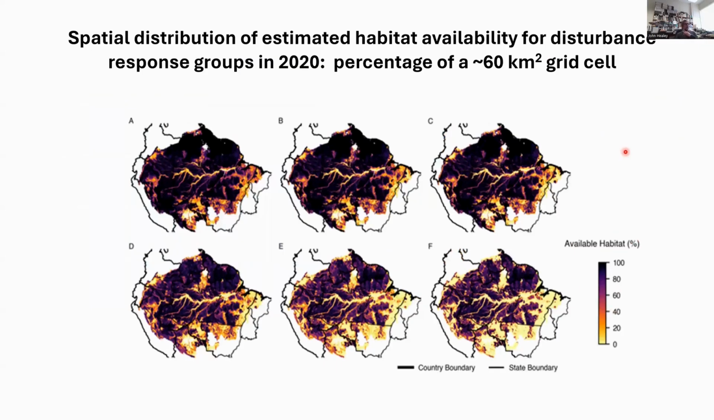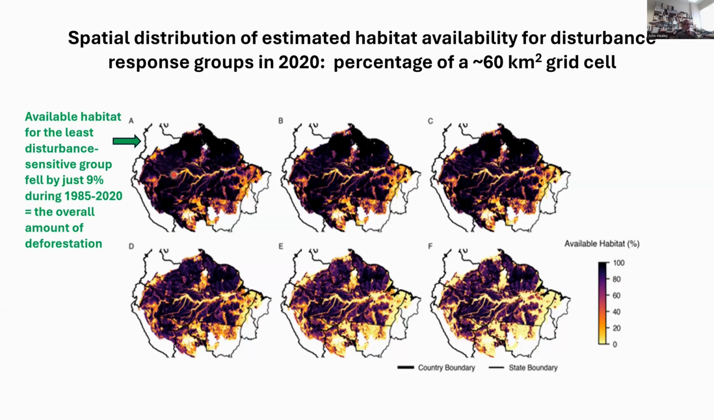So here again, looking at it in mapping terms for each of these species response groups from A to F, the percentage of habitat that remains by 2020 in 60-kilometer grid cells here. For the least disturbance-sensitive group, there are large areas of the Amazon which still look like suitable habitat for it. Whereas for the most sensitive group to deforestation and degradation, it had lost any appreciable habitat in huge areas of the Amazon. So for the least sensitive group, just as we saw in the previous graphs, it had lost 9% of its habitat area during this period. And this is the 40% loss of the most sensitive group.